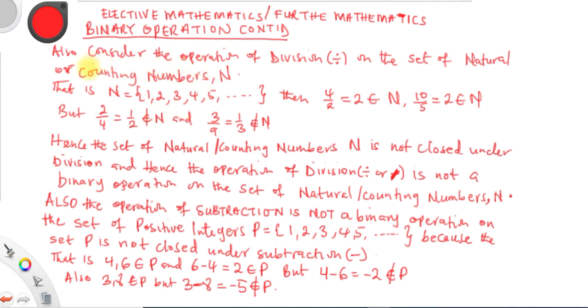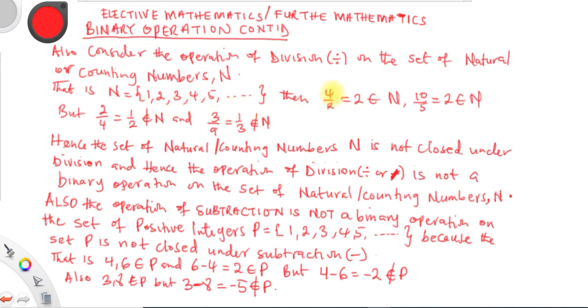So also consider the operation of division on the set of natural or counting numbers. The set of natural numbers, or counting numbers, is made up of 1, 2, 3, 4, 5 to infinity, because when we start counting, we count from 1.